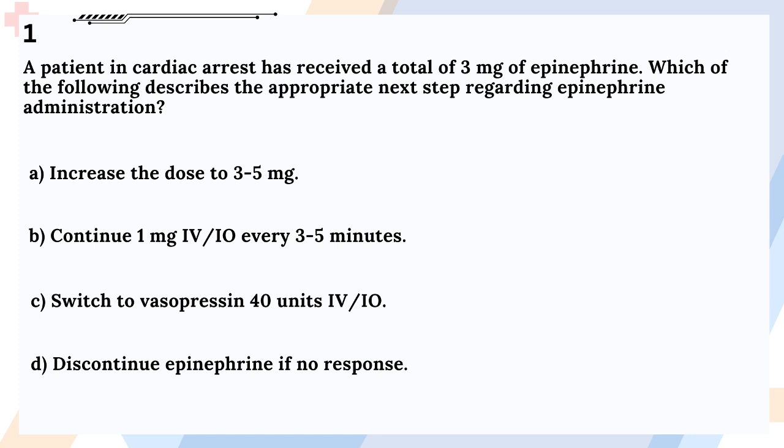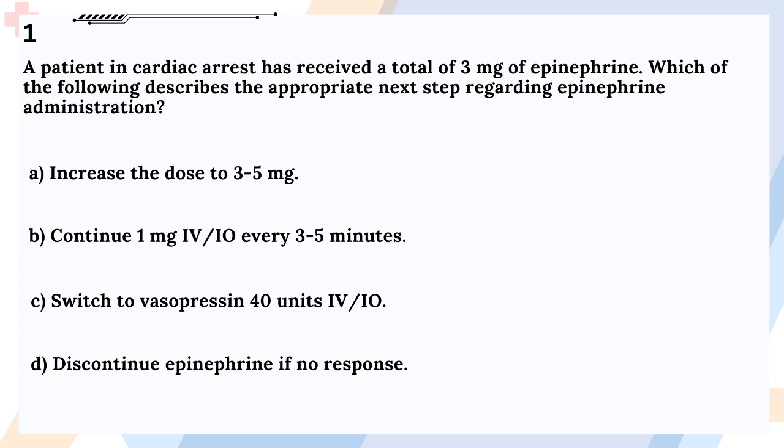Question 1. A patient in cardiac arrest has received a total of 3 mg of epinephrine. Which of the following describes the appropriate next step regarding epinephrine administration? A. Increase the dose to 3 to 5 mg. B. Continue 1 mg IV/IO every 3 to 5 minutes.